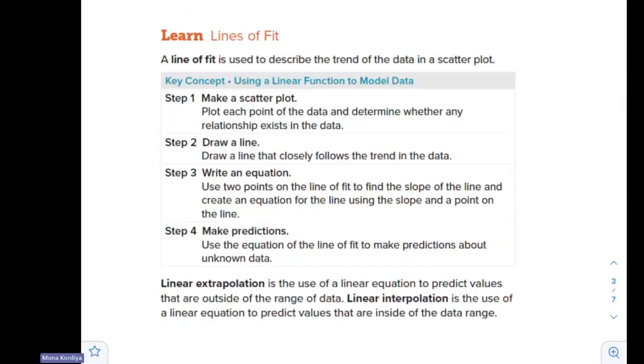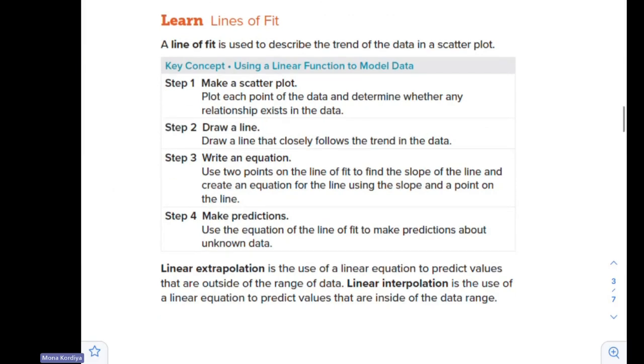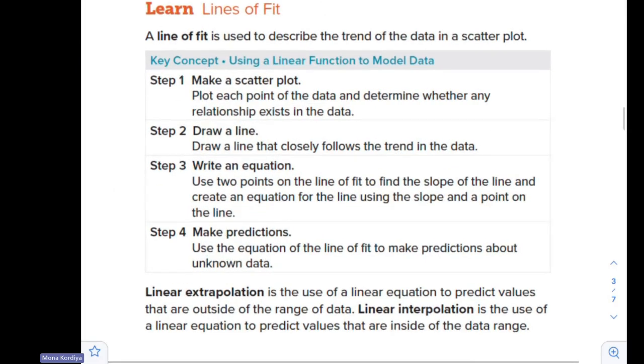Okay, in part 2, we are going to learn how to fit a line. A line of fit is used to describe the trend of the data in a scatter plot. How can we fit a line? These are the steps that you are going to use. First, make a scatter plot. Sometimes they will give you the data, so you need to plot the data on the coordinate plane. Then you will decide whether it's increasing or decreasing, so positive or negative correlation. If it's no correlation, you cannot draw a line of fit.